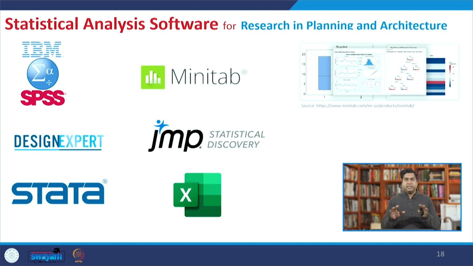Now, when we classify some of the very commonly used statistical software, we have SPSS, we can also use Minitab, we have Design-Expert, then JMP, Stata, and Excel. Again, naming only these six does not mean these are the only good software available in the market. The list can be long, but these are very commonly used and are reported by researchers in their papers. So I thought to mention them.